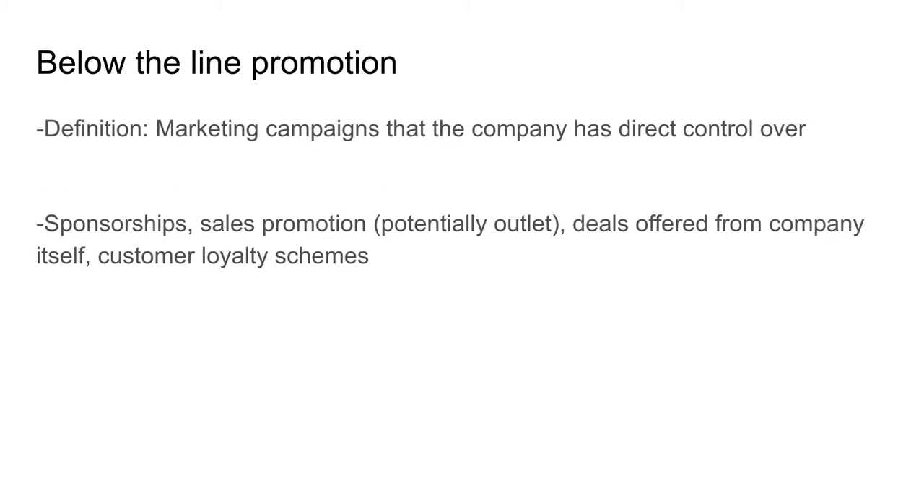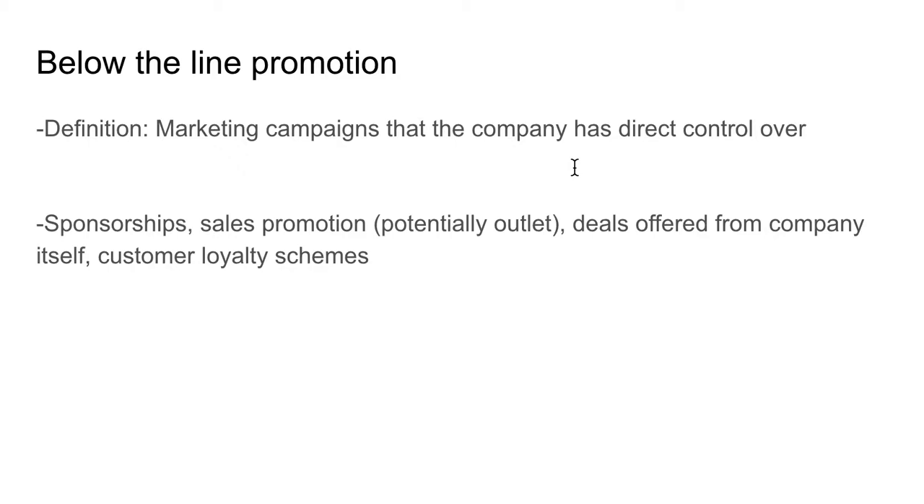Those mass media billboards are a great example of what above the line promotion is. Besides talking about above the line promotion, let's talk about below the line promotion. Again, let's go over the definition first. It is basically marketing campaigns that the company has direct control over. From above, you're giving the responsibility to a third party. Now using below, your company has direct control.